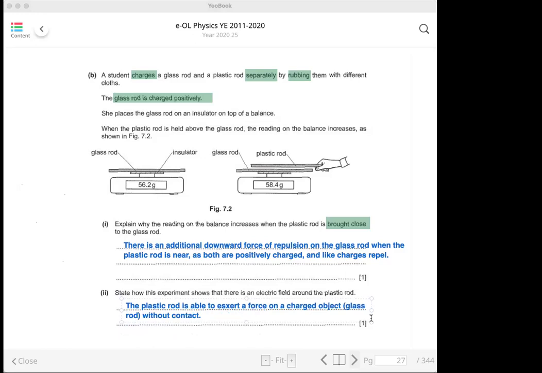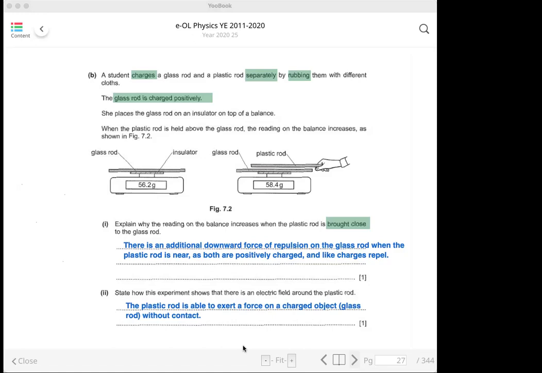Okay, so for part 2, you can write down like this. The plastic rod is able to exert a force on a charged object without contact. Is that okay? The plastic rod is able to exert a force on a charged object without contact.